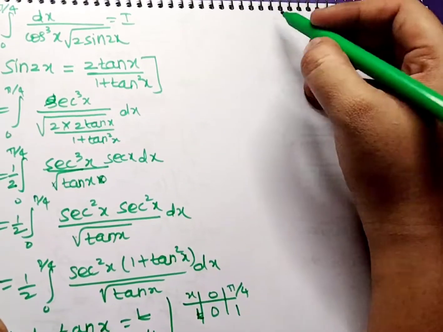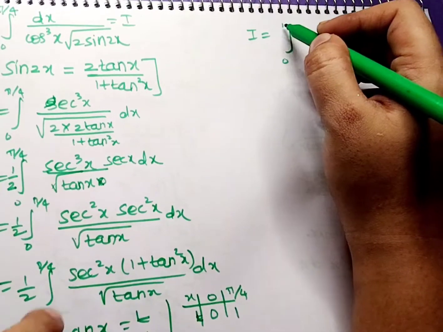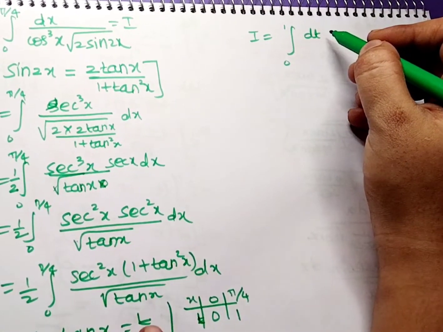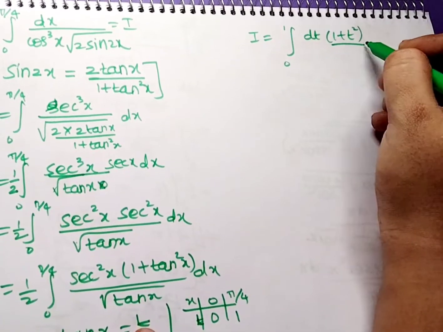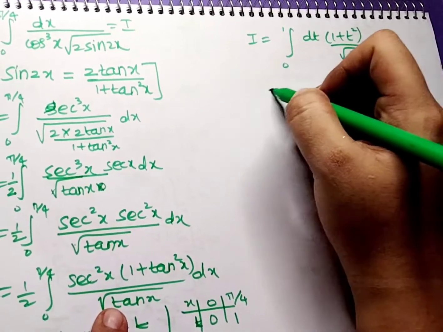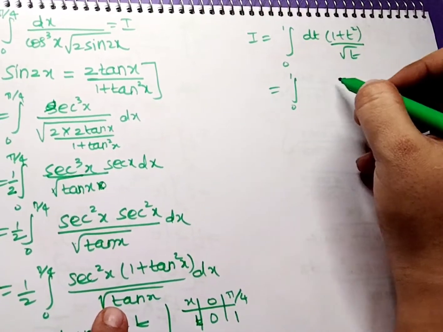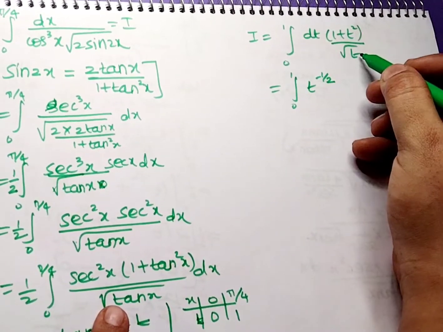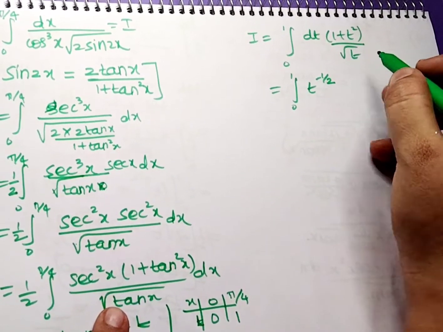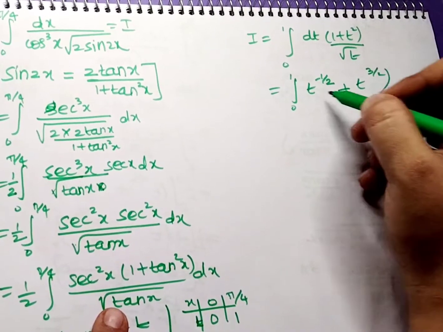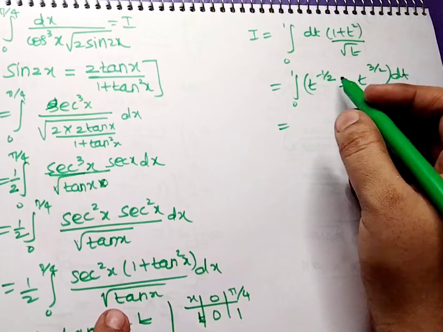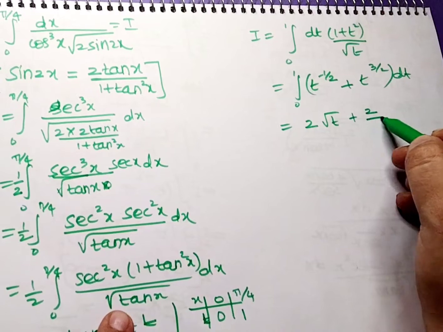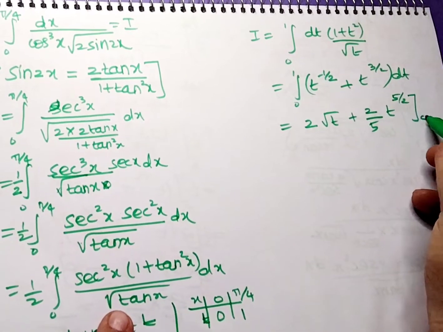So replacing that, I is equal to integral 0 to 1, secant square x dx as dt, and 1 plus tan square x is 1 plus t square by root t. So this can be written as, we can split the terms. So integral 0 to 1, 1 by root t or t power minus half, and t power 2 by t power half, or 2 minus 1 by 2, that is t power 3 by 2. When we integrate, we get minus half plus 1 is half, so it is 2 root t, and here it is 5 by 2, so 2 by 5 t power 5 by 2, and the limit 0 to 1.